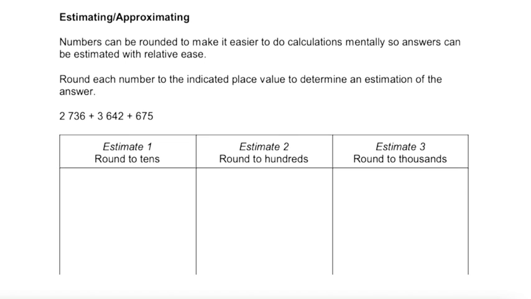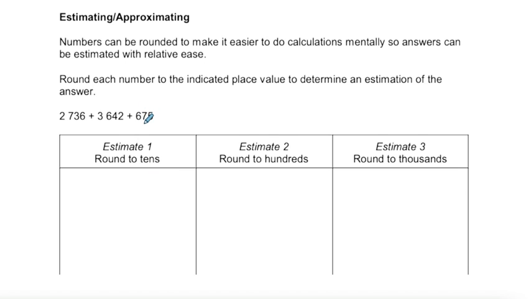So this is a way to sort of check that. So let's take a look at doing this sum. So we want to round each number in our 3 numbers here to the indicated place value, and we're going to determine an estimation of that answer. So instead of actually adding up all of these digits, we're going to estimate first, or round first, and then estimate. So the first time we're going to do this is we're going to round it to the nearest tens.